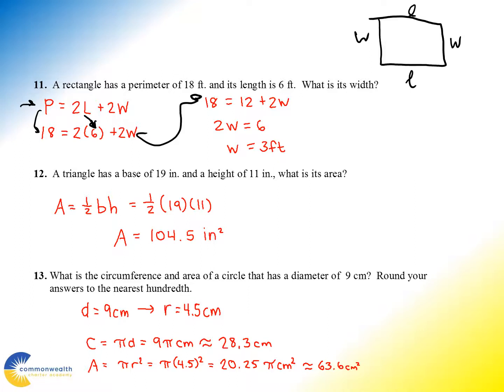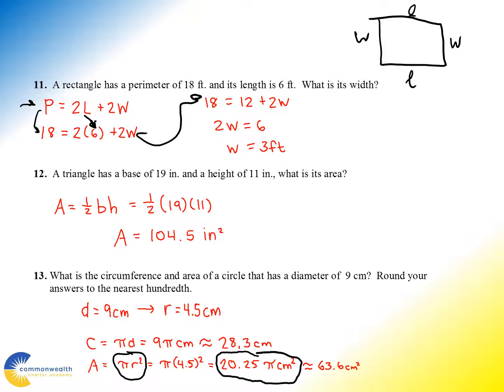For the area of a circle, I only have one formula, pi r squared, and I don't have a radius, I have a diameter. But if you realize a radius is half of a diameter, that's all you really need to be concerned about. So I take half of that 9 and then square it, which gives me pi times 4.5 squared, which is 20.25 pi square centimeters.